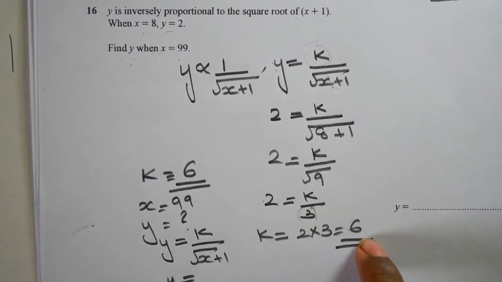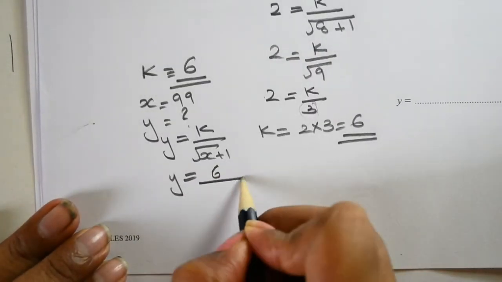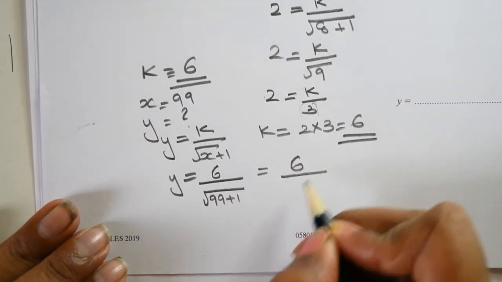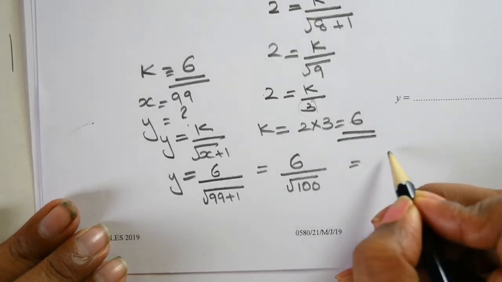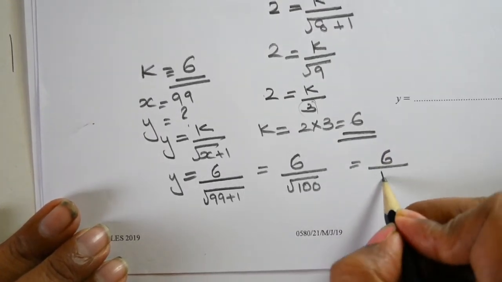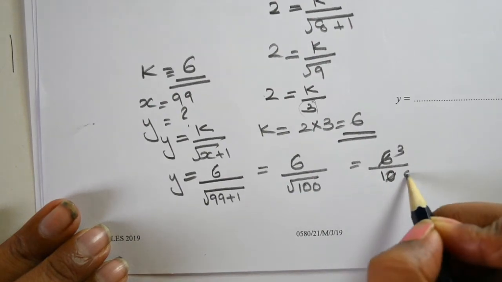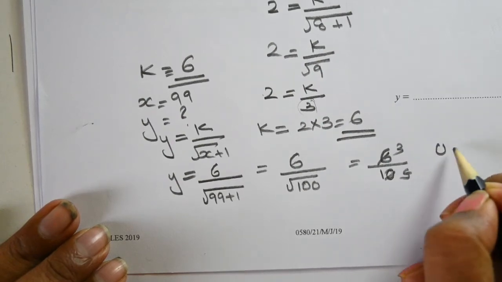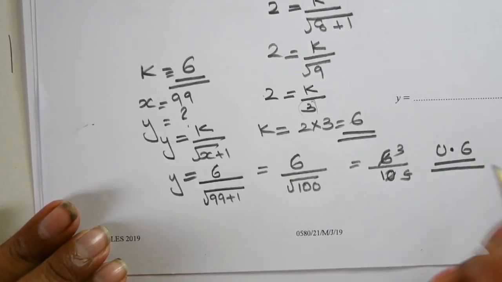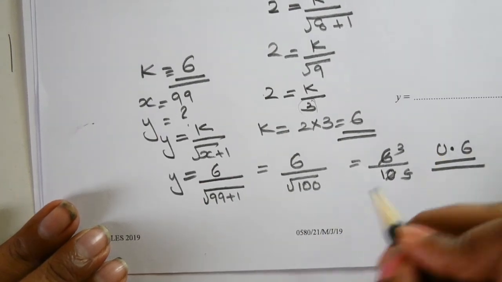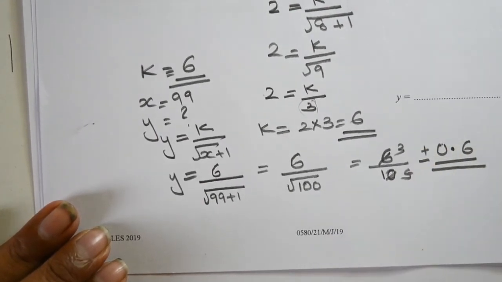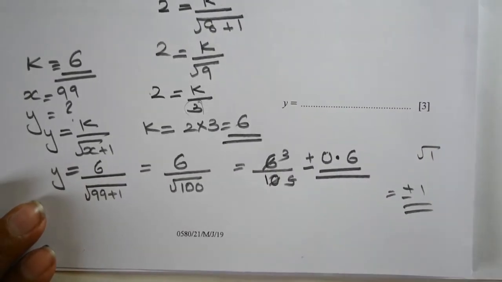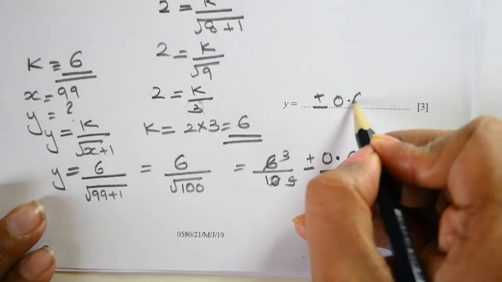Y is equal, what is k? I already got it from here. 6 divided by root of, what is x? 99 plus 1 is equal to 6 by root of 100 is equal to 6 divided by 10. So 3 2s are 6, 5 2s are 10. What is 3 divided by 5? I will get 0.6. Because it's root, right? So I have to take it plus or minus. If it is root, for example, root of 1 is plus or minus 1. Same like that. So you will get an answer plus or minus 0.6.